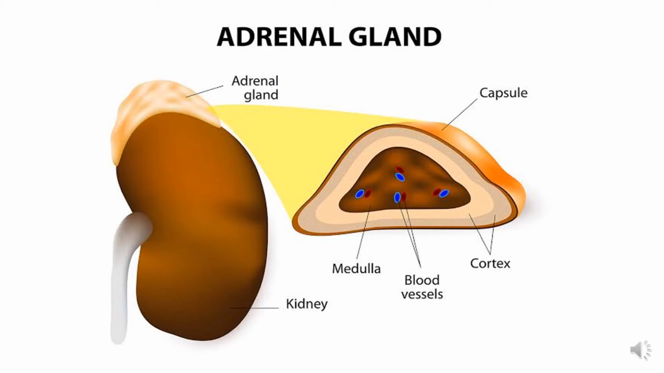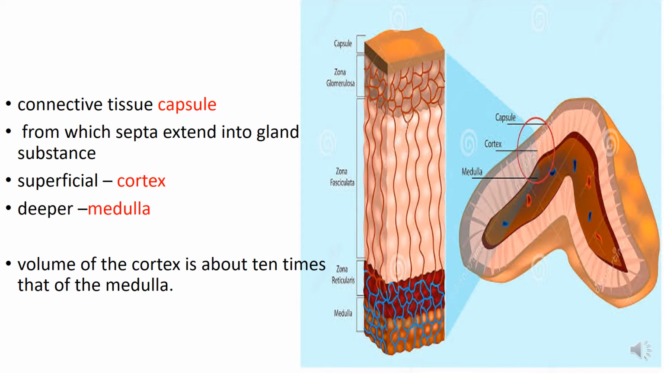Coming to the adrenal gland. Adrenal gland has got a connective tissue capsule. As you can see here, it has got a connective tissue capsule. Now from this capsule, septae will extend into the gland substance. The gland substance is divided into a superficial cortex and an inner medulla. Here you can see this is the capsule, and this whole thing is the cortex, and this is the medulla. So you can see from here itself that the volume of cortex is much more than that of the medulla. Actually, volume of cortex is about 10 times that of medulla.